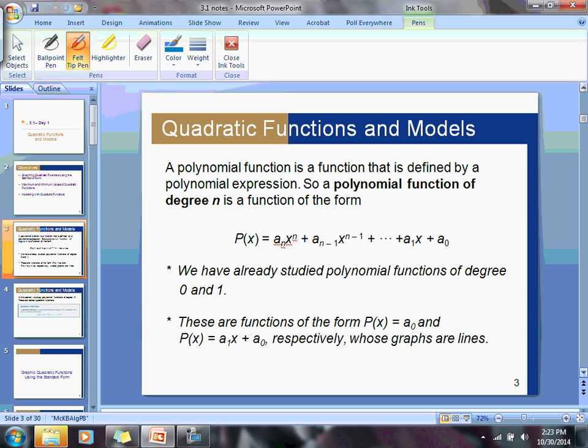Now, we have to remember that polynomial functions can be any degree of the variable. So even if you have y equals 2x, that x has a degree on it. The degree is 1. But now we're going to get into more complicated functions where we are seeing higher and higher degrees. So today we're going to focus on stuff that has a degree 2.